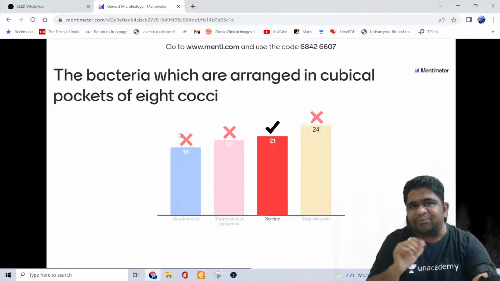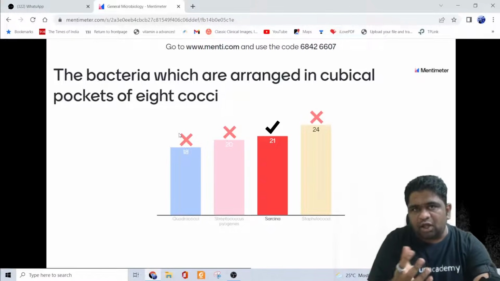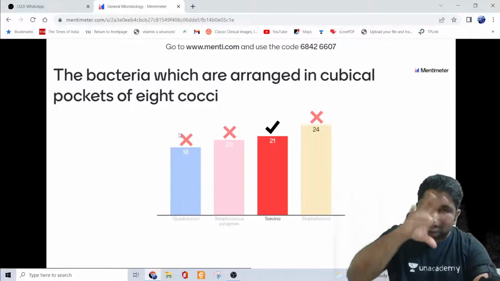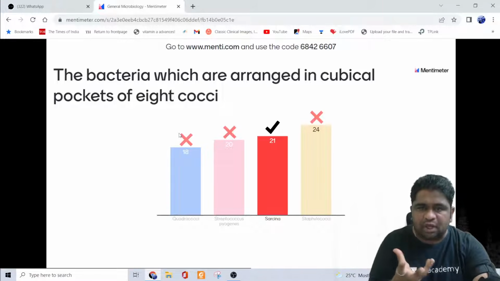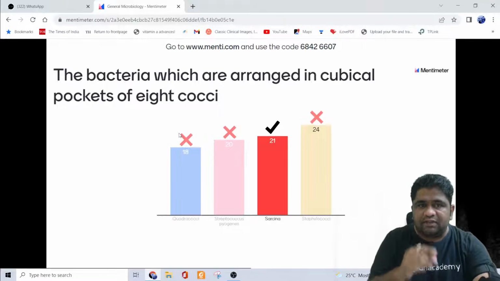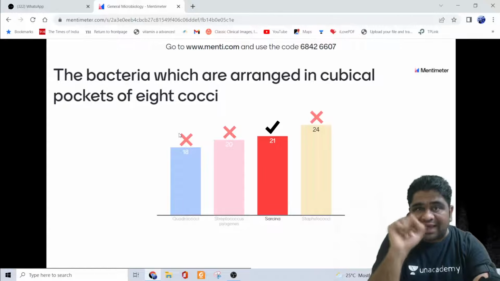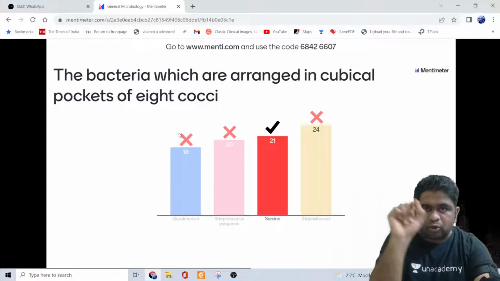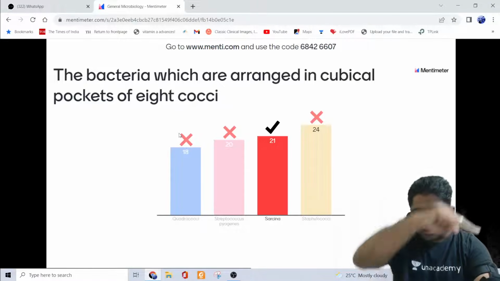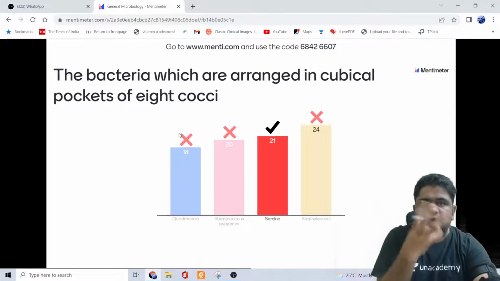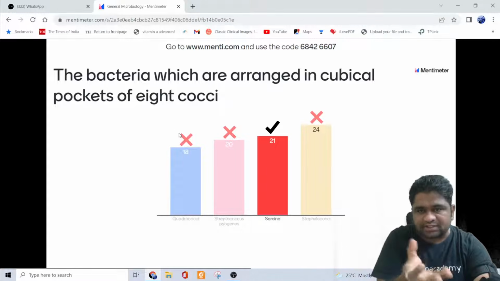What about staphylococci? They are clusters of cocci. And in case of Staphylococcus aureus, the clusters will look like a bunch of grapes. But if at all you look at Sarcina, they'll be found in cubical packets of 8 cocci. Octad, 1, 2, 3, 4, 1, 2, 3, 4 in three-dimensional structure. 8 cocci arranged in packets, that is Sarcina.